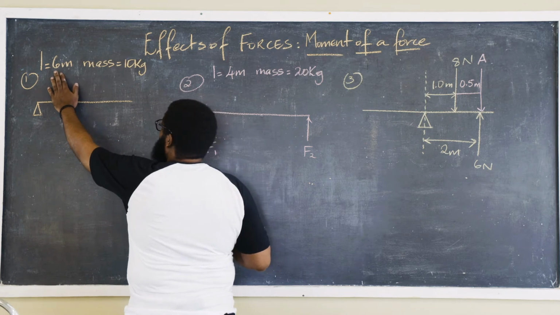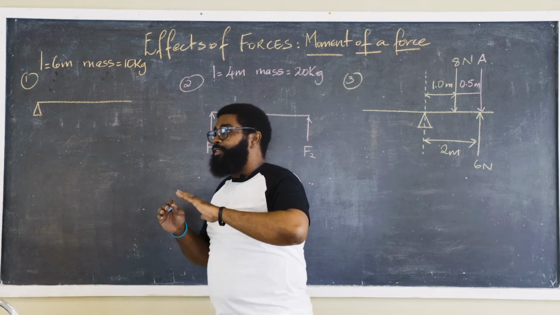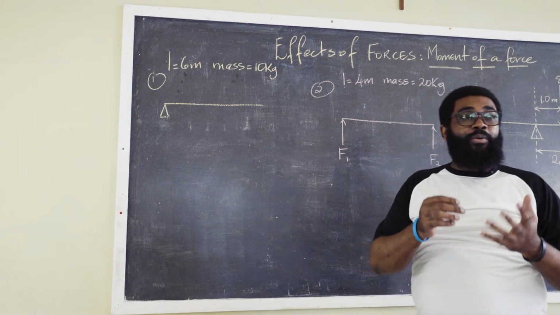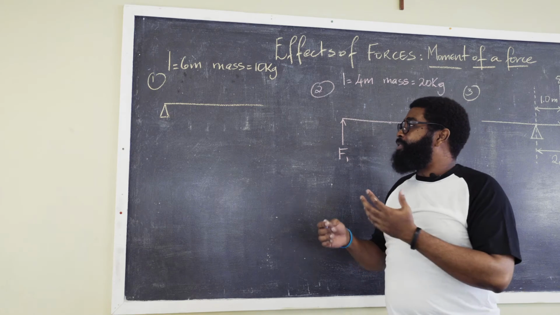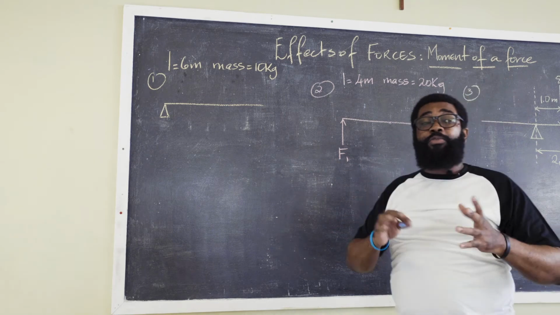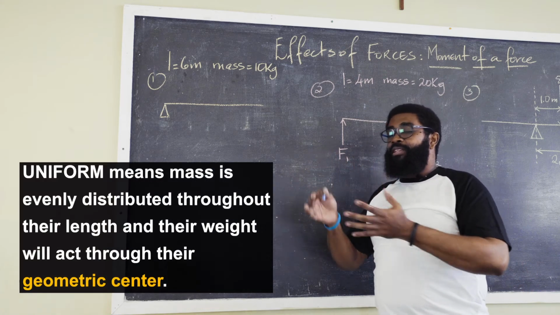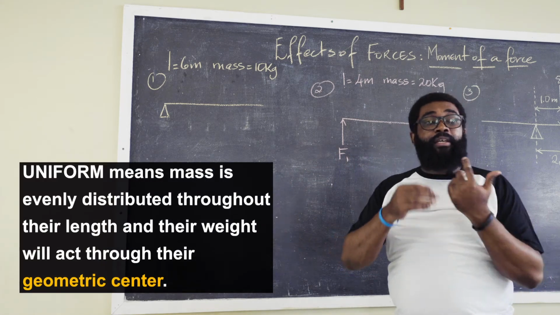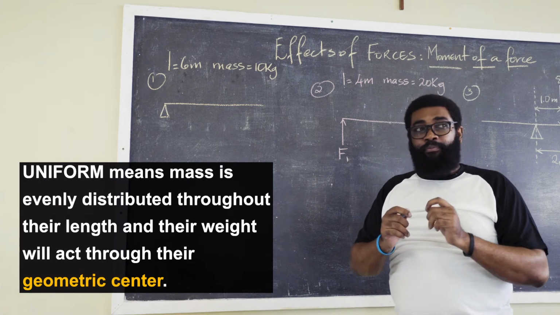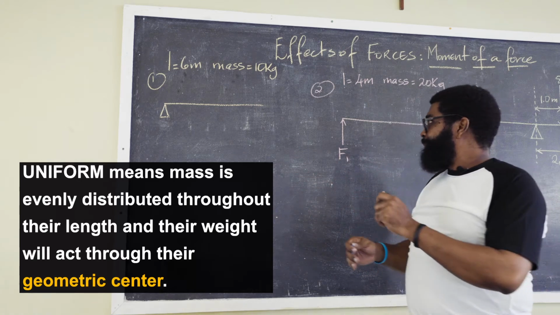A plank of length 6 meters and mass 10 kilograms. Now, for the sake of ease of understanding, and I also know that it removes a lot of problems and difficulties, all the planks here are pieces of wood are assumed to be uniform. Right? We assume they're uniform. That means mass is evenly distributed throughout their length, and that means their weight would act through their geometric center. Okay, remember, uniform, weight acts through geometric center.